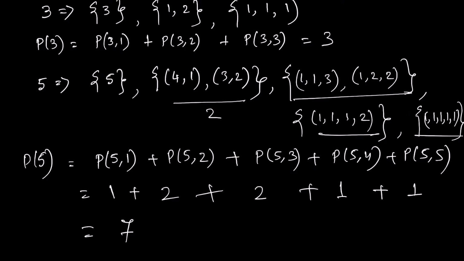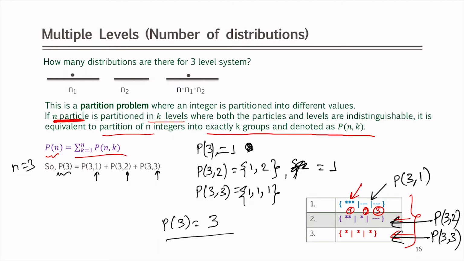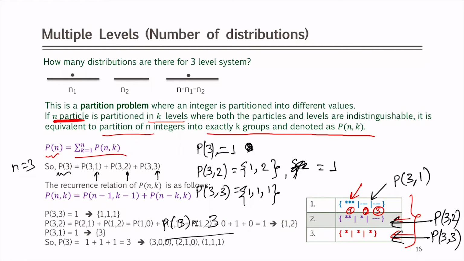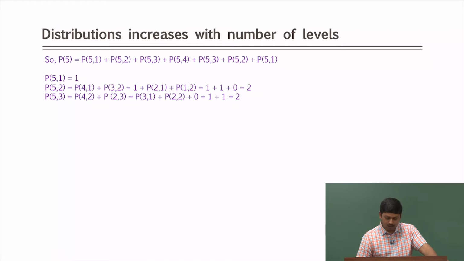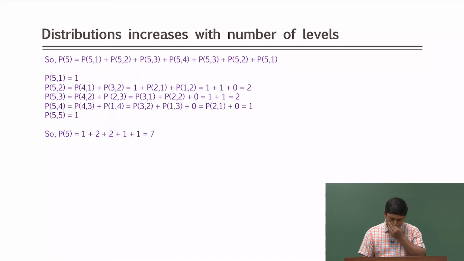Now, how do I know for a general number? Do I have to write like this, or is there any better formula available? So, let us see that. I have just shown you this part just now. As I said, for 5 it will be 7. Now, what is the general formula?